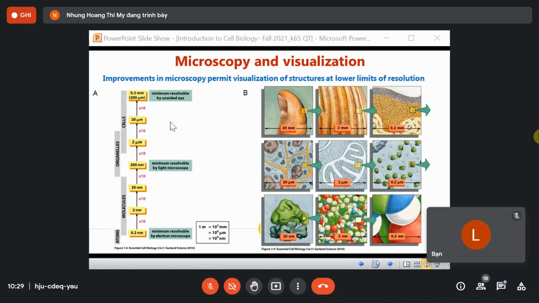So from the cell to the organelles, the molecules and the atoms, they are very different in size, and based on the size, you need different types of support from microscope techniques to observe these objects. With the electron microscope, you can even observe atoms, that means some very small objects in life.